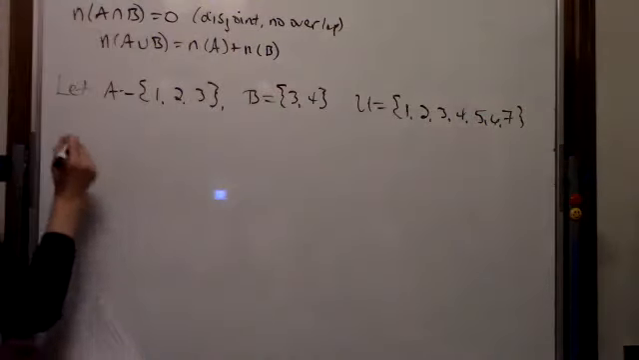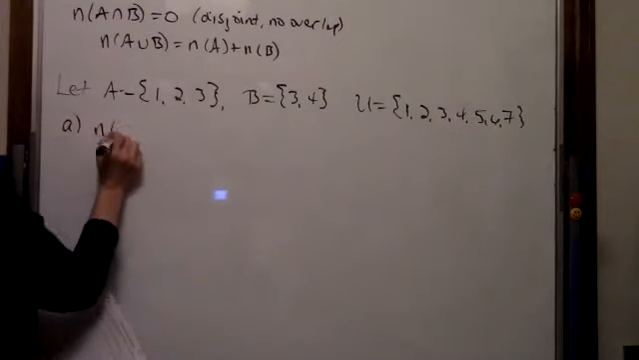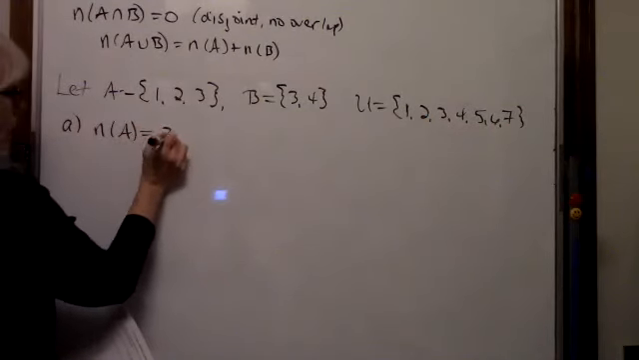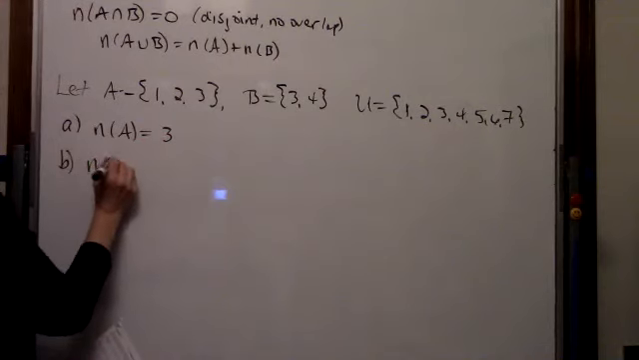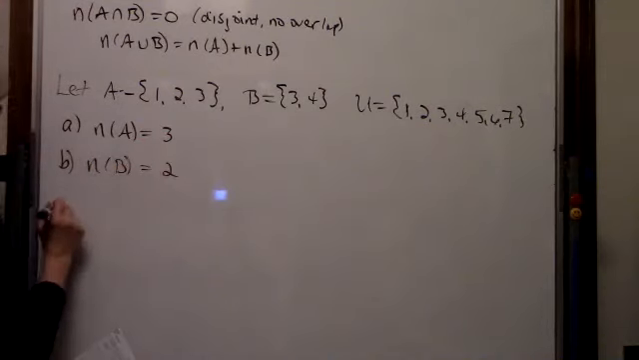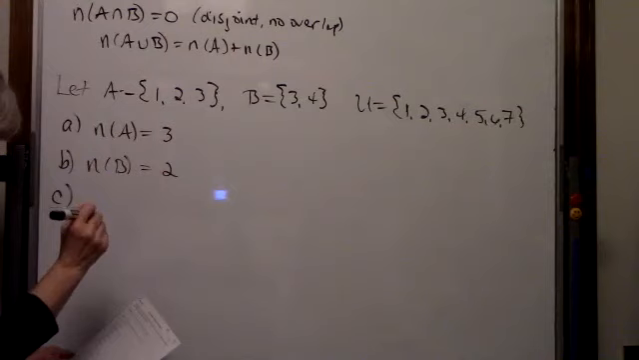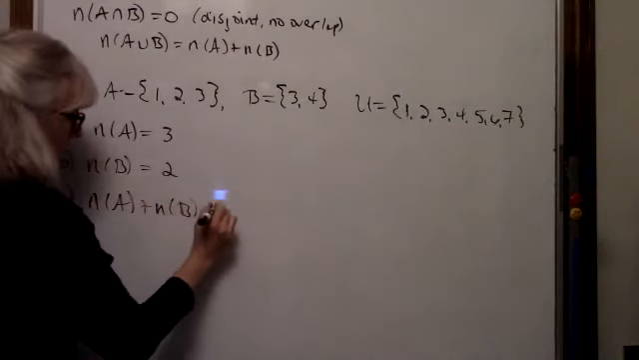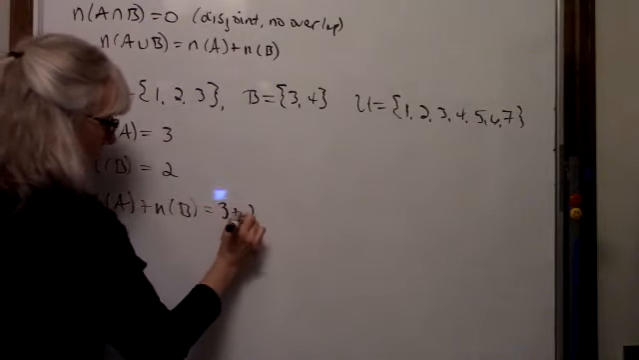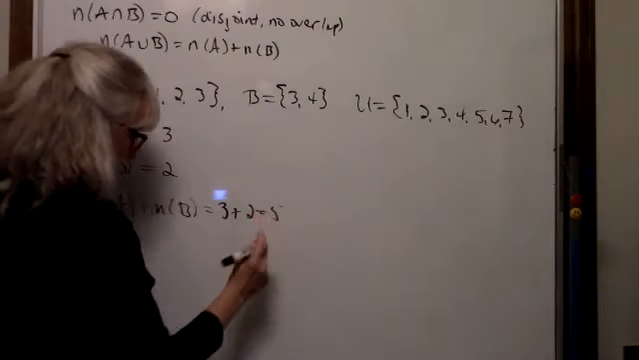Some of the stuff we're finding is going to be the same thing. First of all, how many elements are in A? We can count it up and see that there are 3. How many elements are in B? We can count that up and see that there are 2. Part C says how many are in A plus how many are in B. We're simply going to add our answers together and get a 5, just like we did last time.